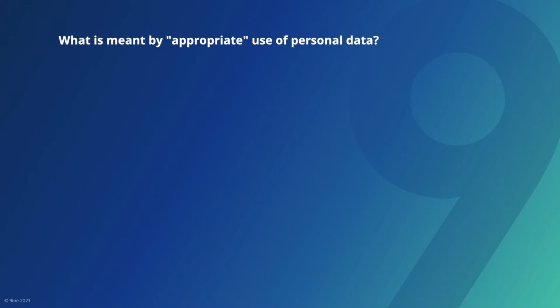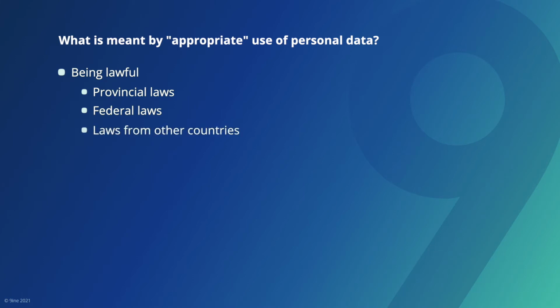Organisations, such as independent schools, have a responsibility to process personal data in an appropriate manner. But what do we mean by appropriate? There are a number of aspects involved. First, it means being lawful. There are various laws across Canada, at both the provincial and federal level, which relate to data protection. Some of these laws apply to your school. Beyond that, there are also laws from other countries which, in certain limited circumstances, could also affect your school.